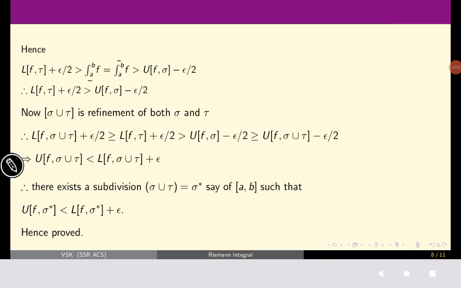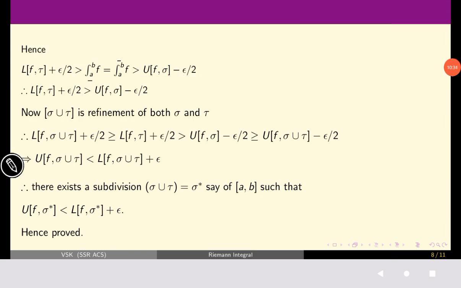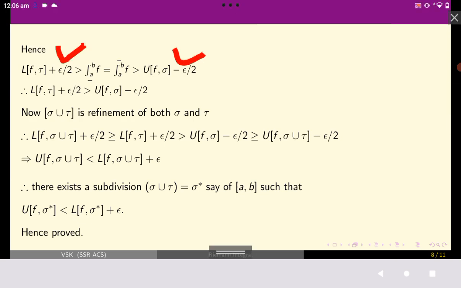Now from these two, we have that the lower Riemann sum with respect to tau plus epsilon by 2 is greater than or equal to the lower Riemann integral of f, which is the upper Riemann integral with respect to x. Why is this so? Because f is Riemann integrable, and that is greater than the upper Riemann sum with respect to sigma minus epsilon by 2. And from this, by taking the first and the last, we get the lower Riemann sum with respect to tau plus epsilon by 2 is greater than the upper Riemann sum minus epsilon by 2.